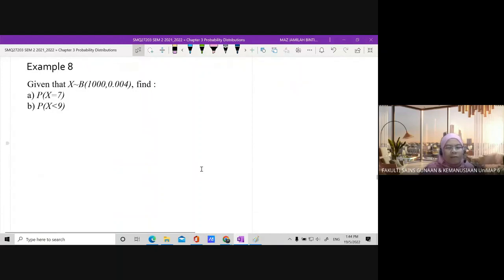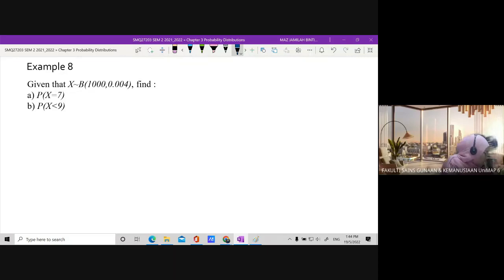Now, let us look at the first example. A straightforward example without any context or problems involved. Given that x is following binomial with number of trials 1000 and the probability of success is 0.004. A very large number of trials but very small probability of success. So in this case, we need to check.